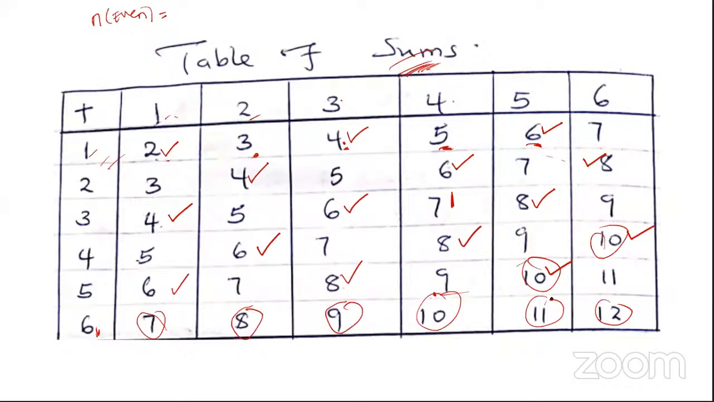Eight. Yes, we'll take the 8. 10. We have the 10. Good. Then 12. Then 12. Good. So those are the items. So how many are they? Count them. How many are they?